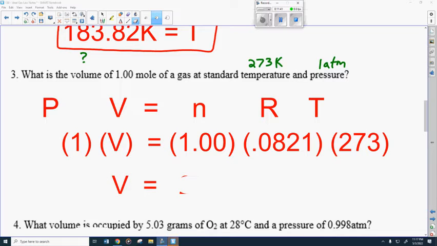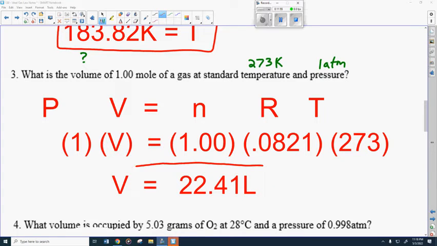So then 1 times V just comes out to be volume, should be equal to 1 times 0.0821 times 273, which according to my calculator is 22.41 liters. And don't forget to put that L on there. Don't sleep on your units. Boom, there goes the box. Model student, of course. Okay, it's not too bad so far. The next couple get a little saucier. Okay, so I want to do those with you.